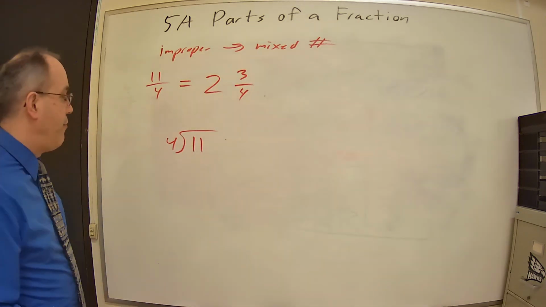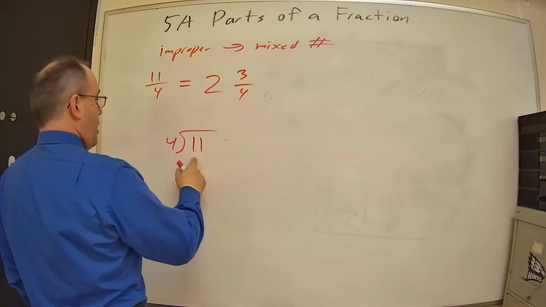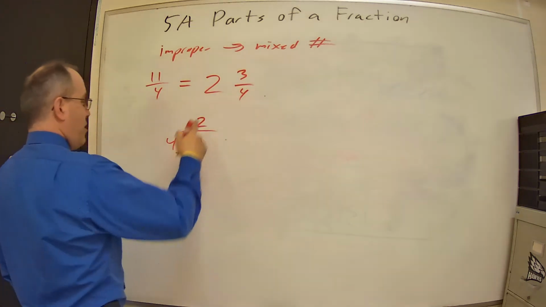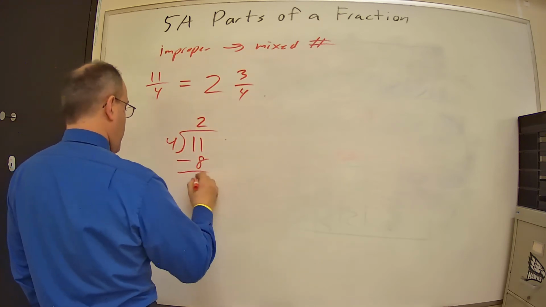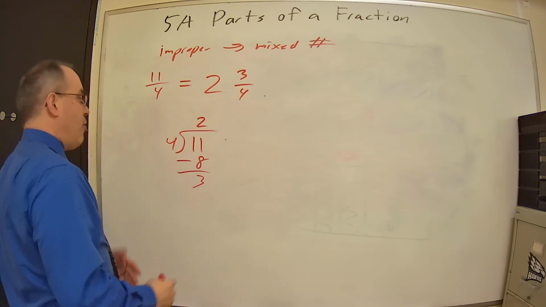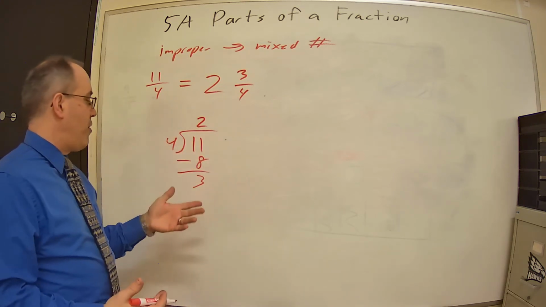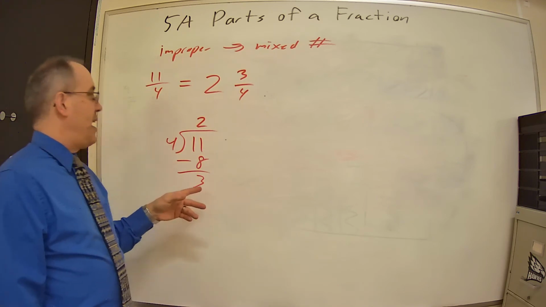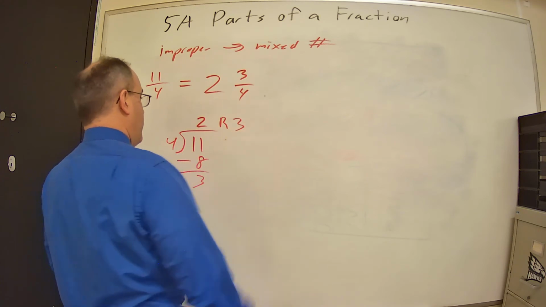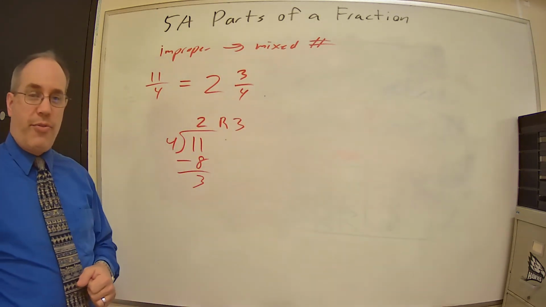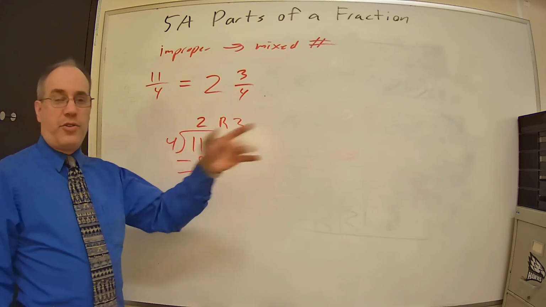11 divided by 4. 4 goes into 11 how many times? Twice. 2 times 4 is 8. Subtract, we get 3. Now, with the division that we've done before, we either say that's a remainder of 3, right? Or we continue on and turn it to the decimal.